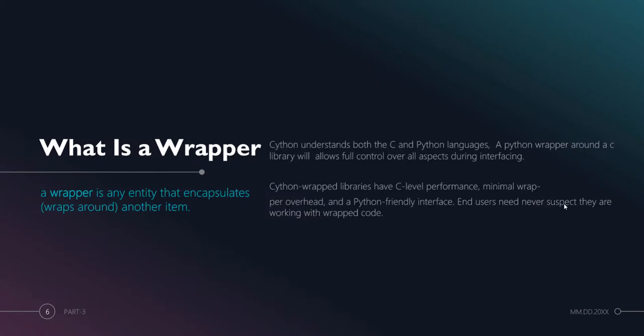So what is a wrapper? A wrapper is an entity that encapsulates another item, and we make a lot of use of these cimports while writing wrappers. Cython understands both the C and Python languages. A Cython wrapper around a C library will allow full control over all aspects during interfacing. And Cython wrapped libraries have C-level performance, minimum wrapper overhead, and a Python friendly interface. So the end user never needs to suspect they are working with wrapped code.